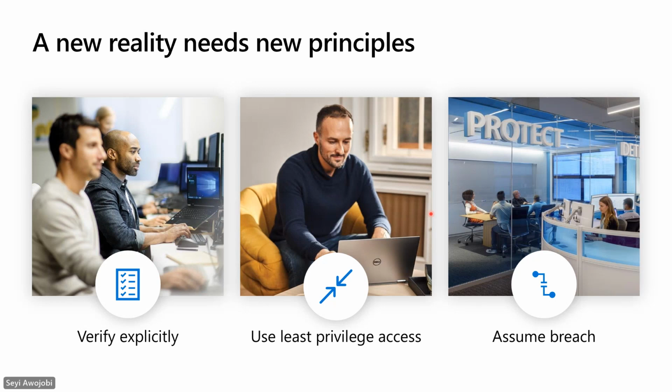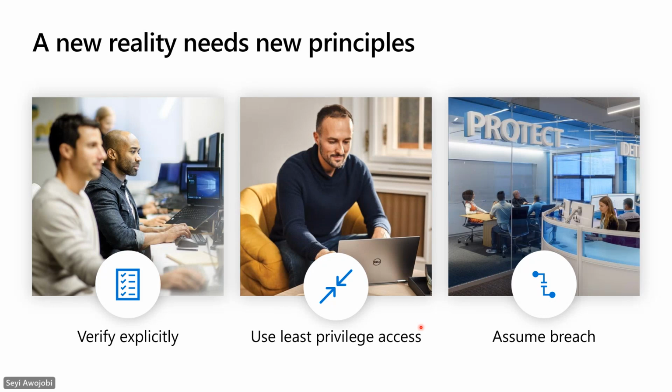So when we talk about verify explicitly, what we mean is always authenticate and authorize based on available data points. That could be a user's identity, their location, their device health, their workload, etc. When we talk about using least privilege access, what we mean is limiting users' access to just enough access or just in time access to protect your data and productivity. An example of this would be for an accountant within your organization at month end or quarter end, only allowing them access to certain reports at that time period, as opposed to allowing access throughout the entire fiscal year.